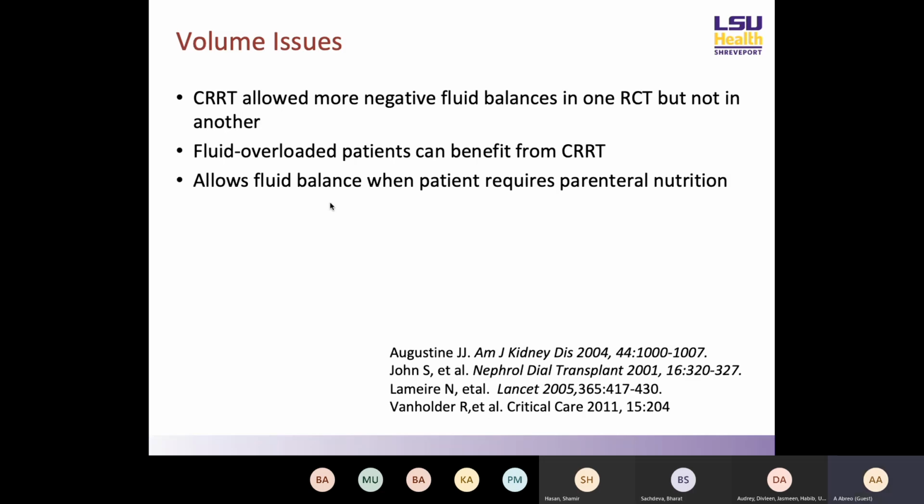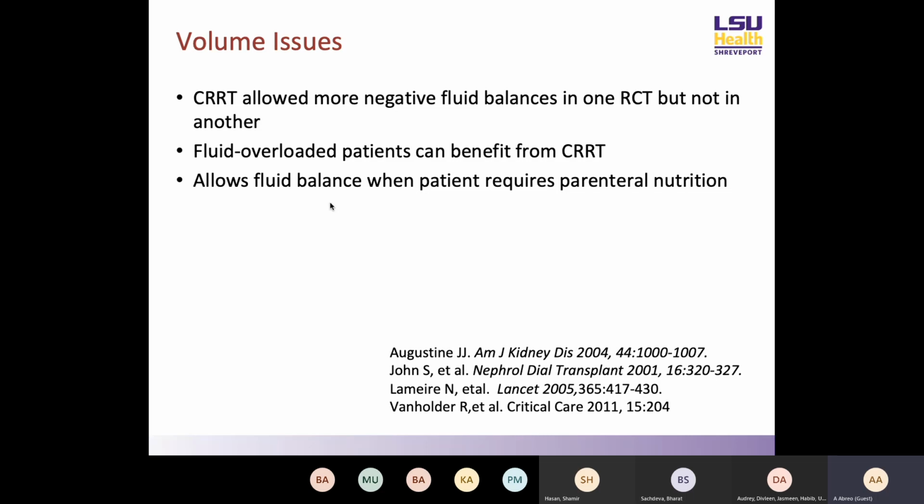So what is the advantage of using CRRT? In one RCT, but not another, CRRT allowed for more negative fluid balances. And I do believe that fluid overloaded patients can benefit from CRRT, especially if they have an insanely high obligate intake of 5 to 6 liters per day. It's just hard to keep up with those types of fluid balances, even with daily dialysis. And especially if the patient is hypotensive, there's only so much you can do with intermittent hemo.